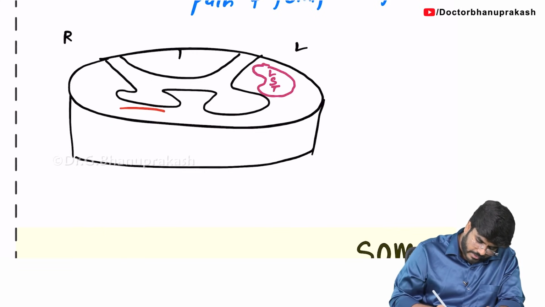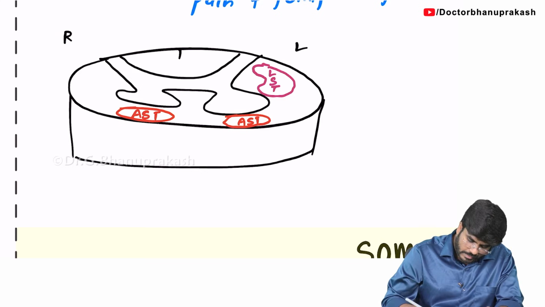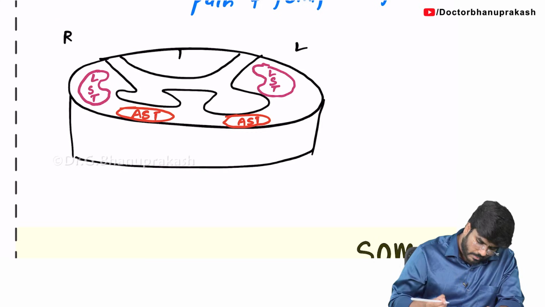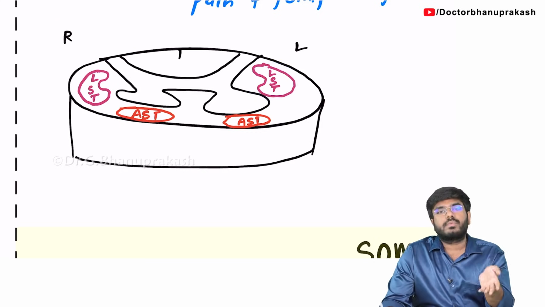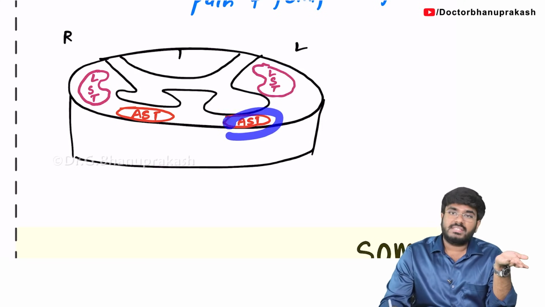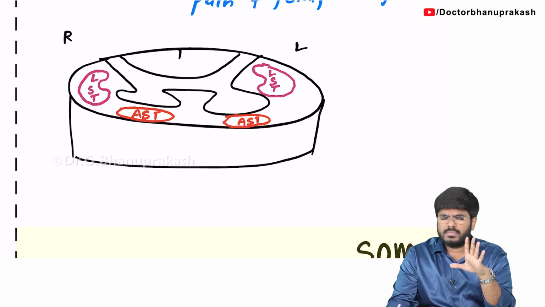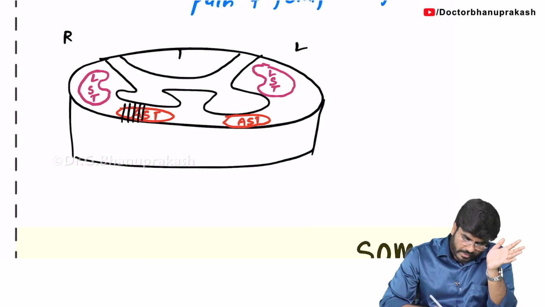And which tract will be present over here? Here is the anterior spinothalamic tract. These are the areas of the anterior spinothalamic, and this is the area of the lateral spinothalamic. The lateral spinothalamic carries pain and temperature, and the anterior spinothalamic carries crude touch and pressure. So imagine, because of occlusion of the anterior spinal artery, some problem occurs and the anterior spinal artery is blocked. So this area of the spinal cord is getting infarcted. This area of the spinal cord is dead, let's say.